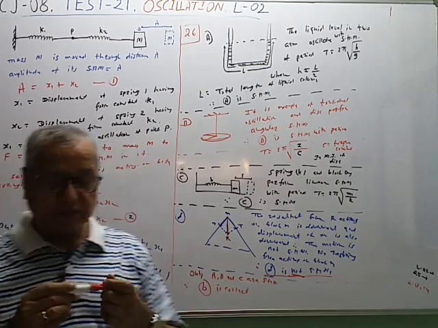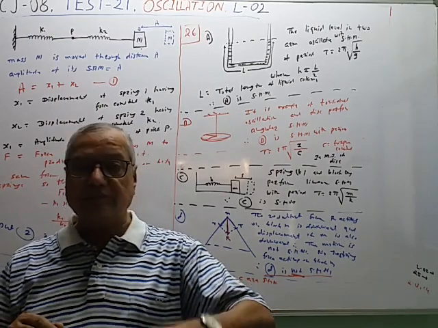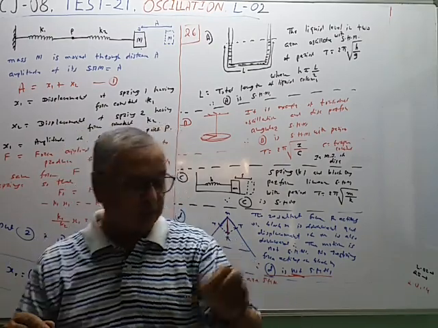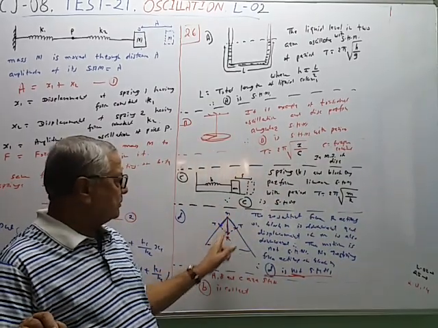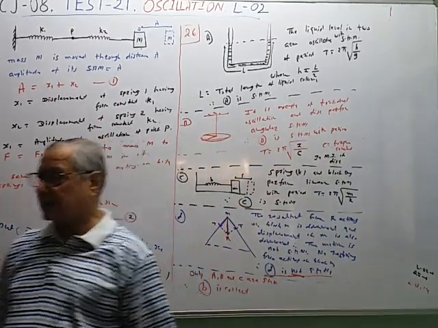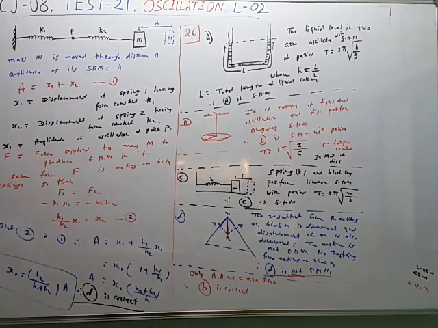According to the property of a system, the force and displacement should be in opposite direction. In this case, the resultant force R and displacement of the block both are in the same direction. They are not in opposite direction. Therefore, motion is not oscillatory. Like this.